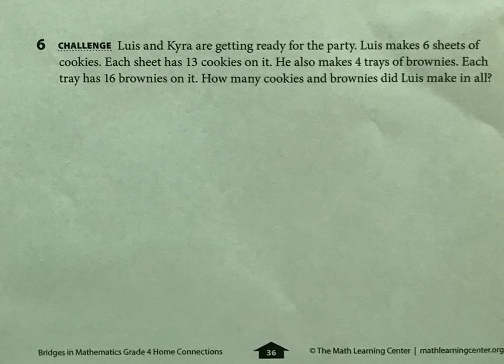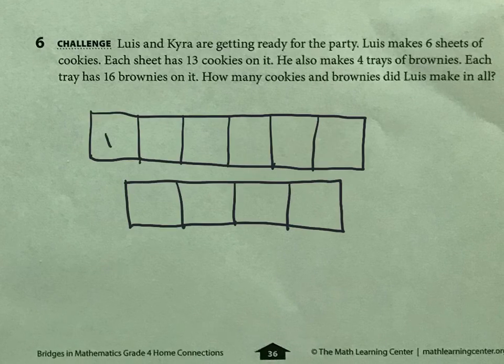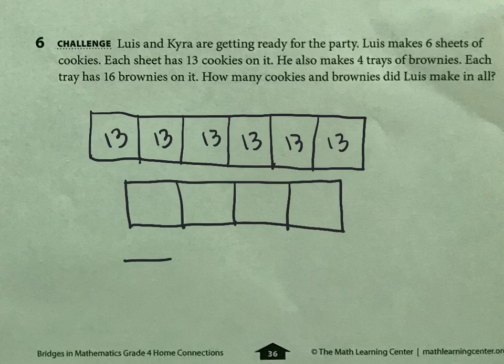Now let's take a look at this last one. Luis and Kyra are getting ready for a party. Luis made 6 sheets of cookies and 4 trays of brownies. The cookies had 13 per sheet, and the brownies had 16. You're going to need to multiply some things together. If you're doing 13 times 6, maybe you want to make an open array to solve that problem like we've worked on before. Then do the same thing for brownies and add them together, and you're going to figure out what he made and what the unit is.